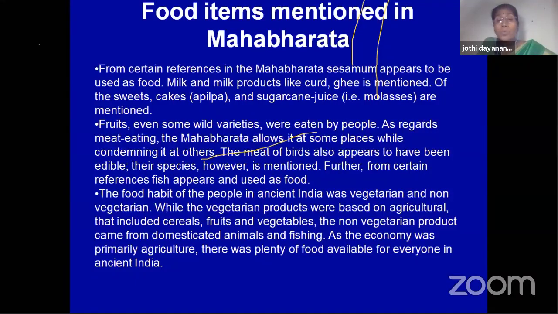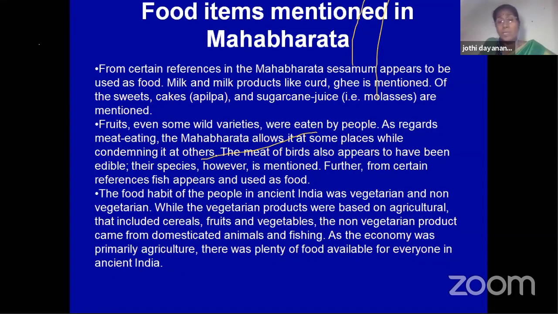The Mahabharata allows it at some places while condemning it otherwise. So the meat of birds also appears to have been edible. Their species, however, is mentioned further. From certain references, fish appeared to be used as food. So the Mahabharata has also mentioned the food habits of the people in ancient India, and they were vegetarians and non-vegetarians.